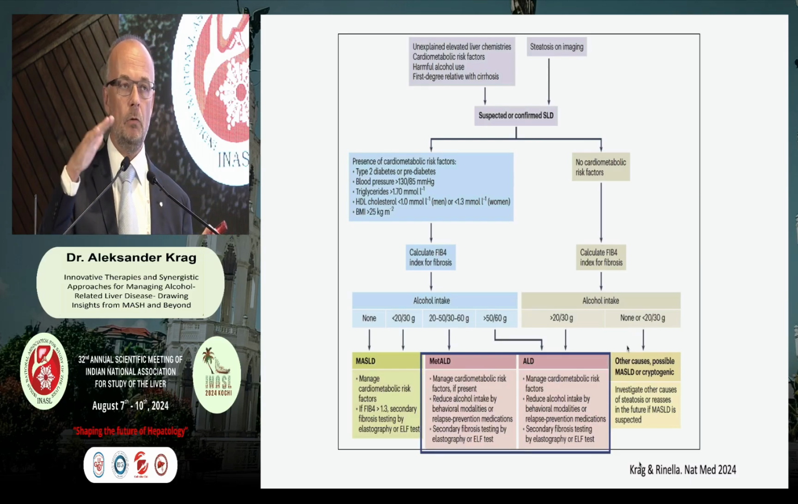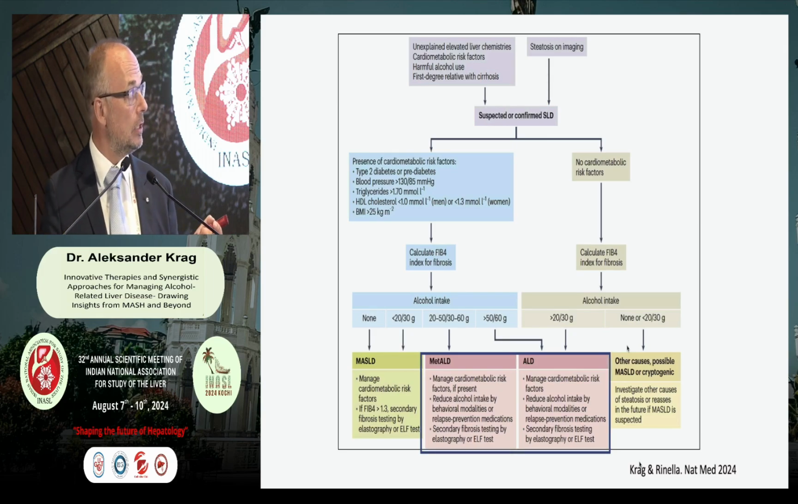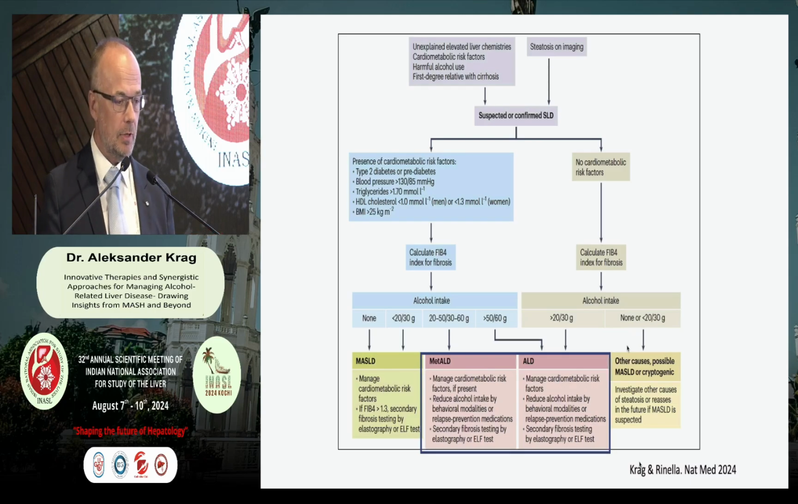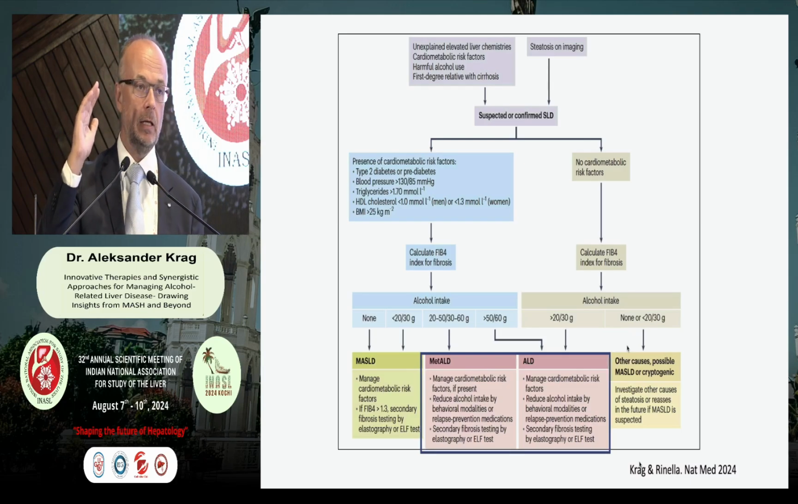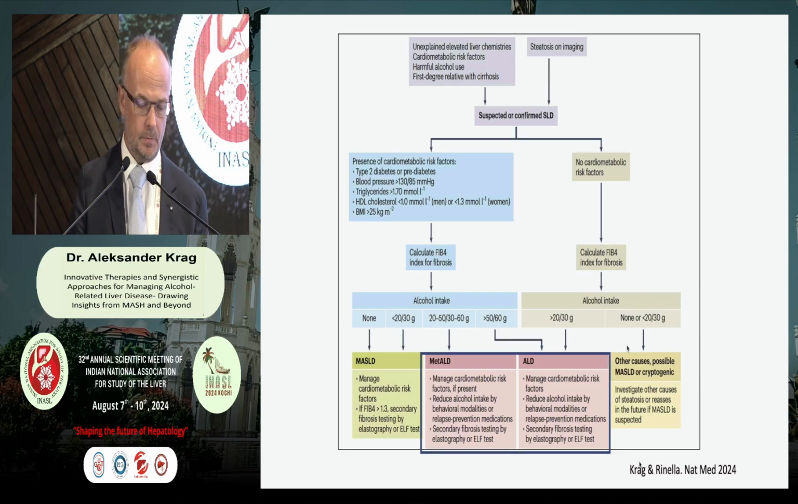So if FIB-4 is below 3, we suggest that is low risk, then they don't need to be seen by hepatology. If it's a higher risk, then they should be, then you can categorize them into these different categories. And when you then know they have MetALD or ALD, you manage their cardiometabolic risk factors one by one, ignoring none. Do this with interview, behavioral modality, relapse prevention medications, and then of course the secondary fibrosis testing, whether that be transient elastography, liver biopsy, ELF, it doesn't matter, but just following these patients.